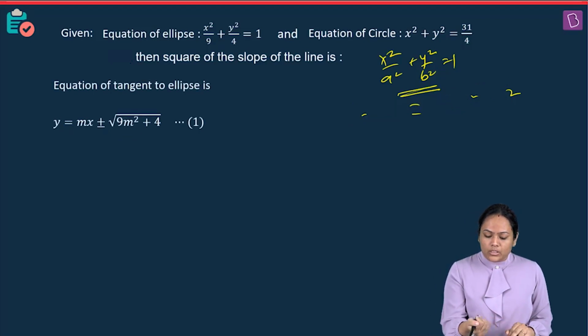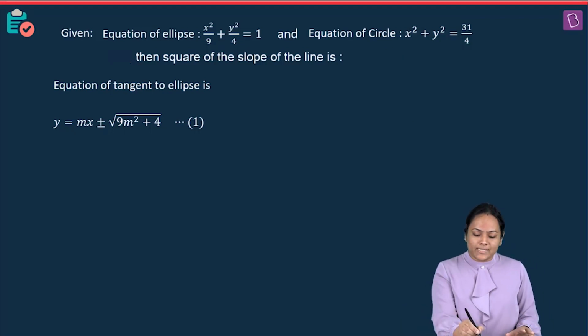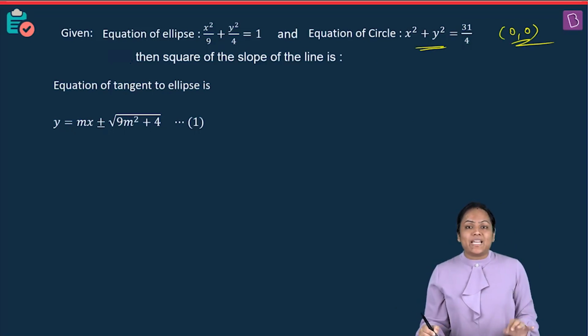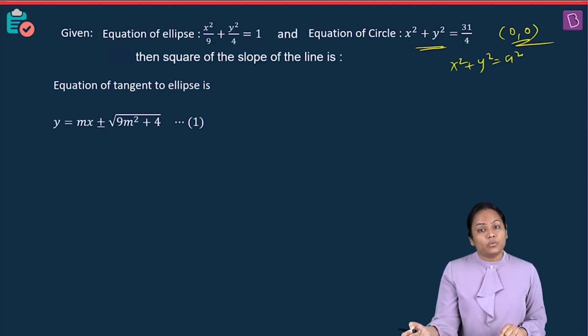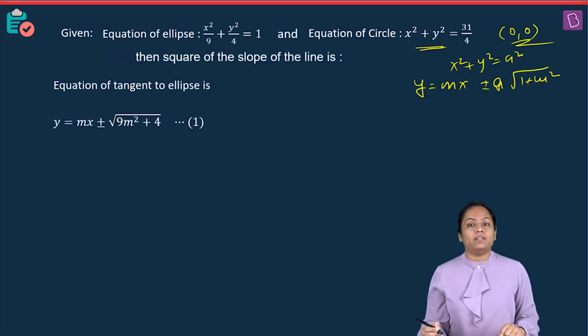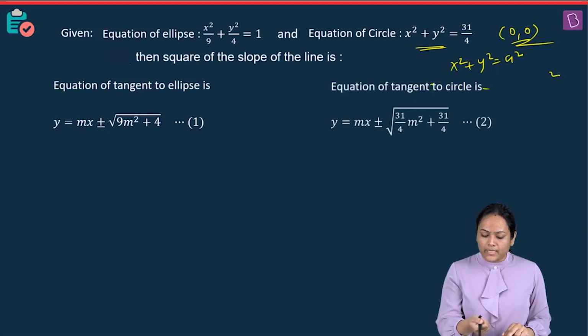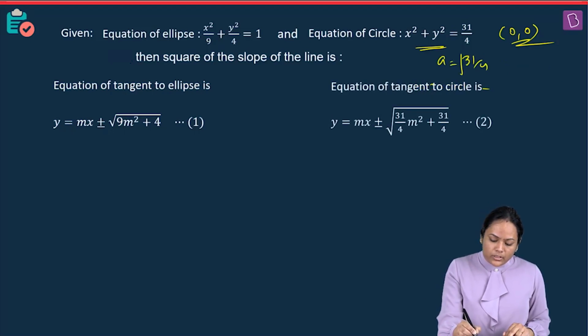Okay, coming to the circle part. Well, my circle is a pretty standard one. Its center again is nothing but 0, 0. So if I want to write the equation of tangent in slope form to the circle, if I have my circle as x square plus y square is equal to a square, the equation is nothing but y is equal to mx plus minus a root over 1 plus m square. Right? Here a is the radius. So when I substitute for the circle and put the values, my radius a value is root over 31 by 4.